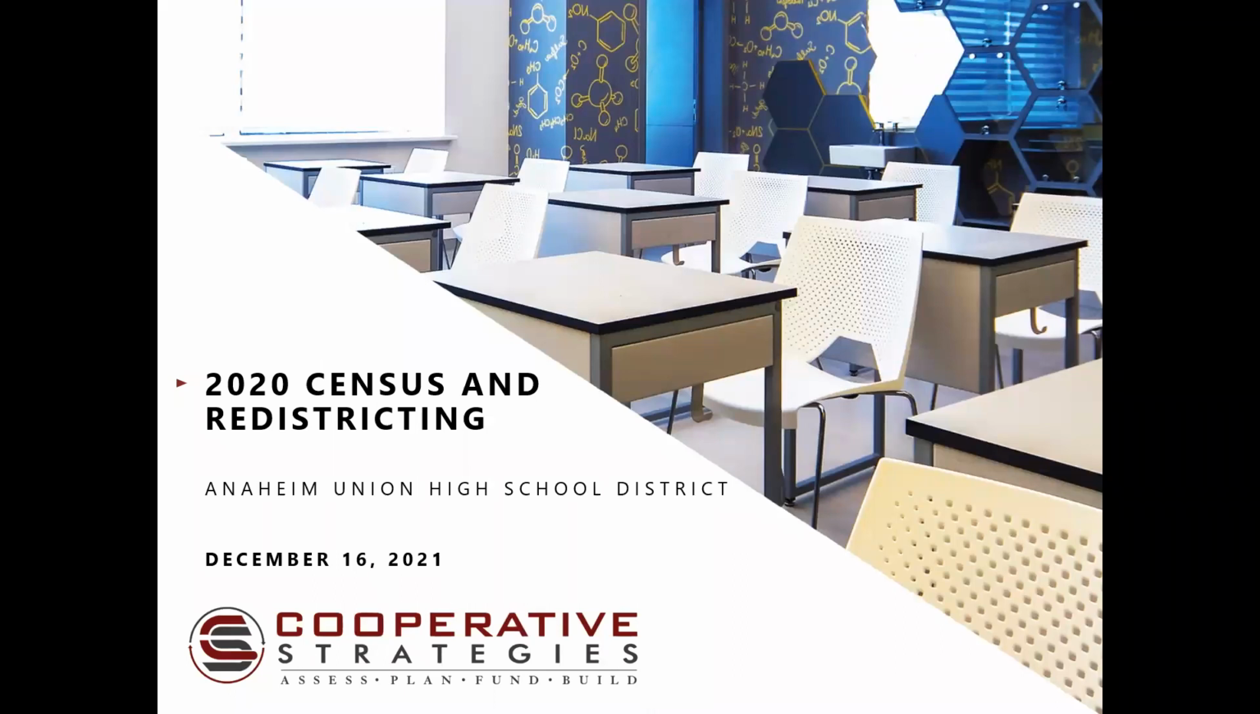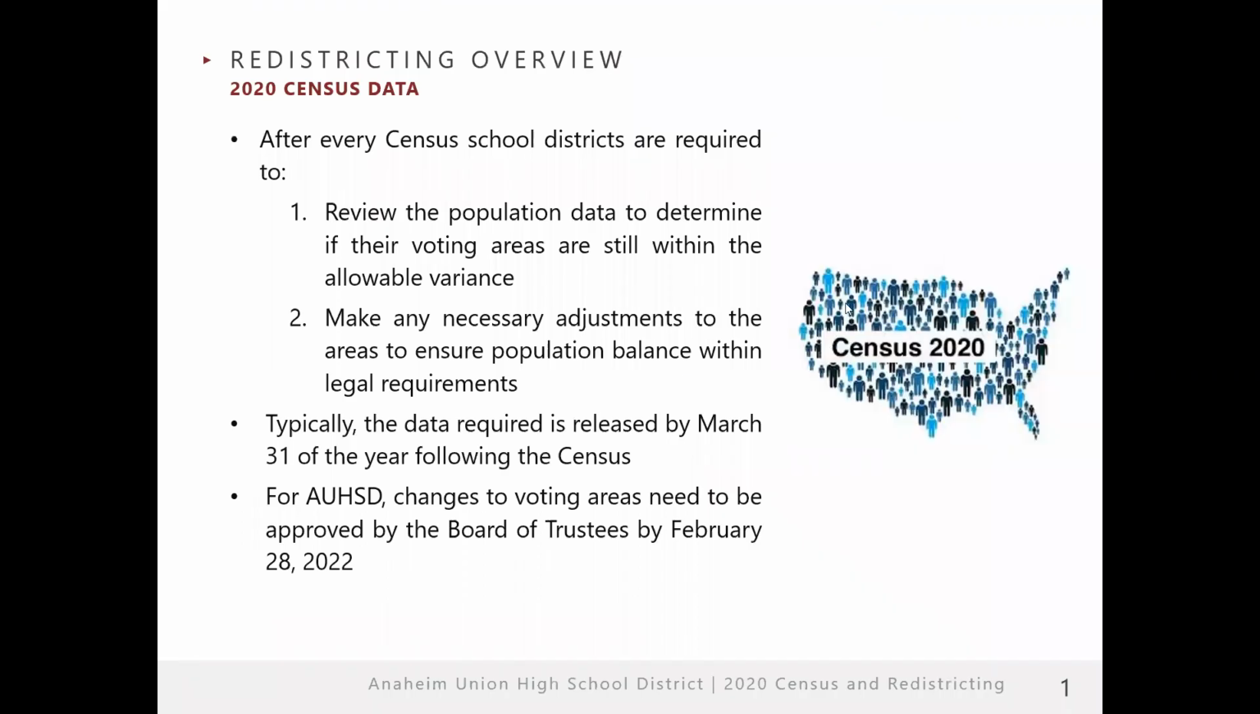So, like I mentioned, this has to do with the release of the 2020 census population, and I'm going to run through the results of our assessment. Following the release of census data, California law requires that we do an assessment of the population balance to determine if the district's voting areas are still balanced in population. If they're not, then we're required to make adjustments, and we'll talk a little bit more about that.